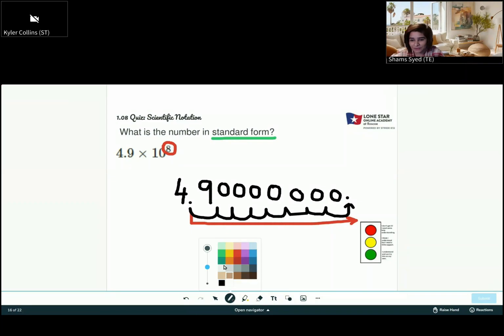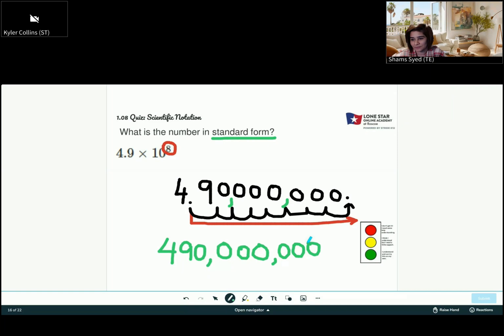So I'm going to rewrite this number and let's put some commas. There's going to be a comma over here. There's going to be a comma over here. So let's see. I have here 490 million. Million means 6 zeros. 1, 2, 3. 1, 2, 3. Is that correct? Yes? Numbers are too big, so I'm trying to be very careful. Yes? Okay. Let's move on.